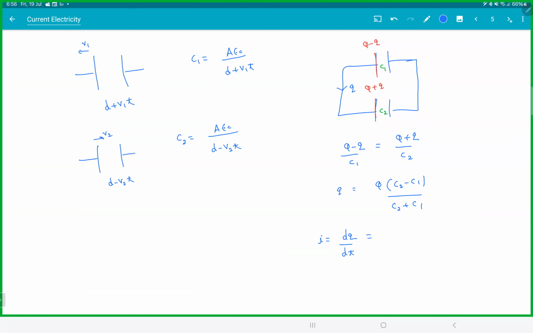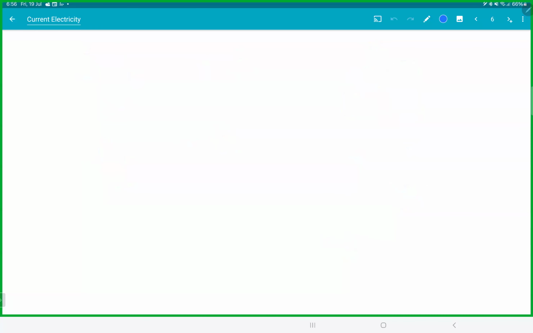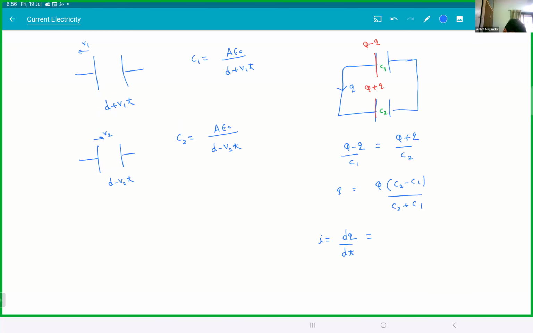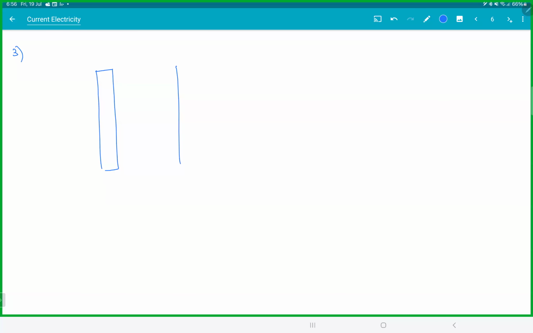Clear? Let's see one more. So I can show the previous slide. Clear? Next thing.